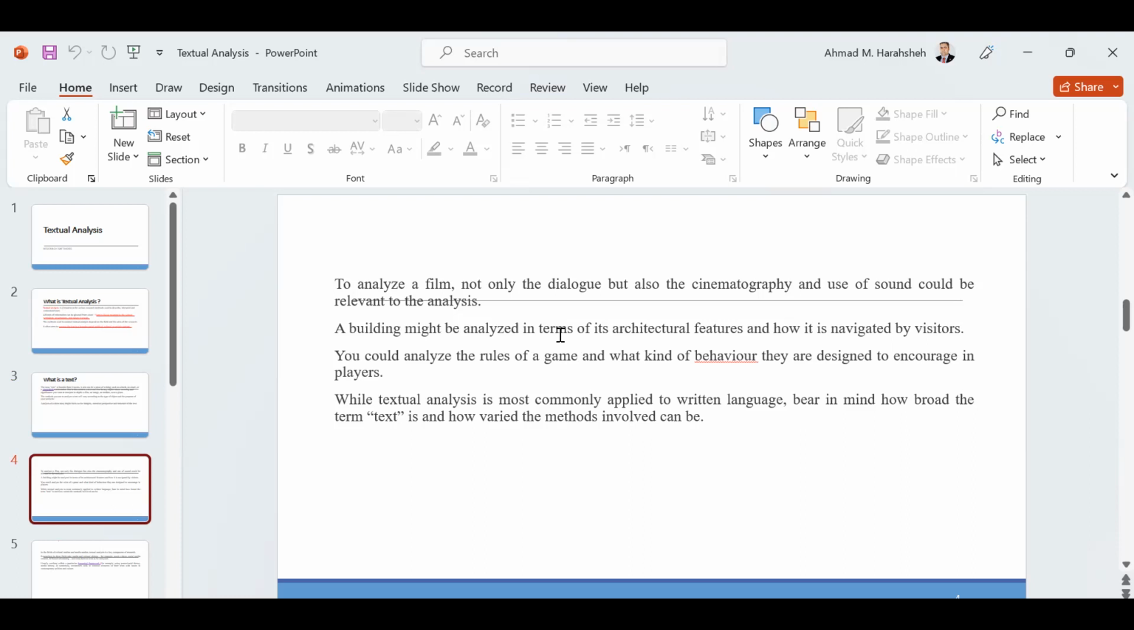A building might be analyzed, for example, in terms of its architectural features and how it is navigated by visitors. You could analyze the rules of a game and what kind of behavior they are designed to encourage in players.